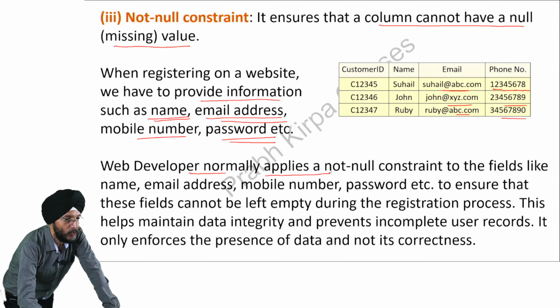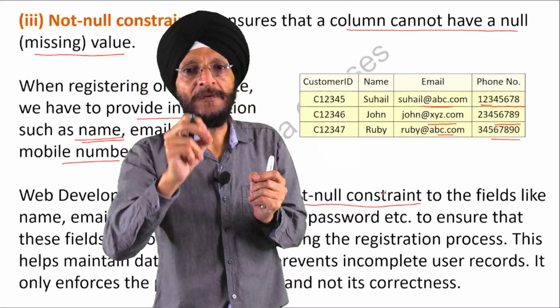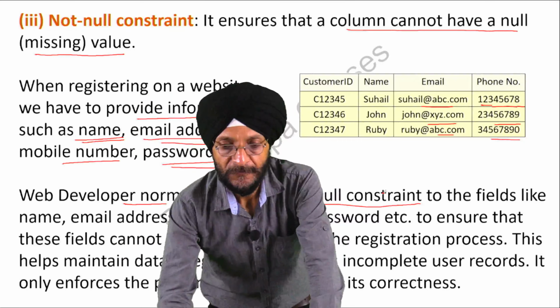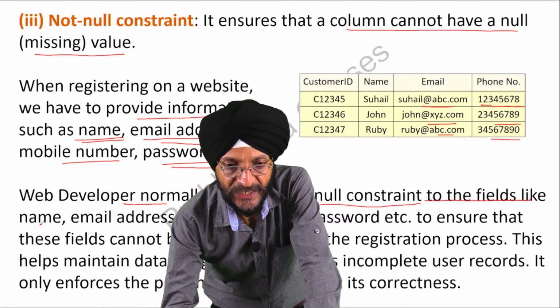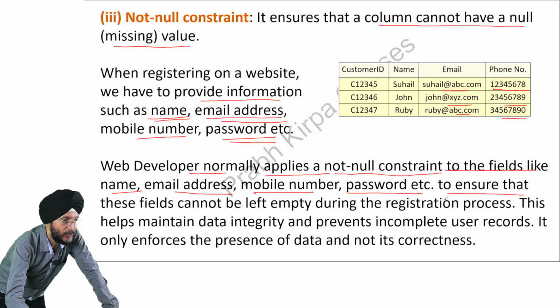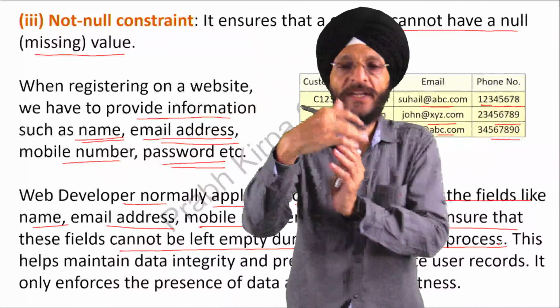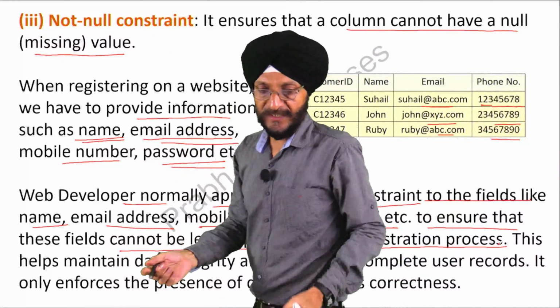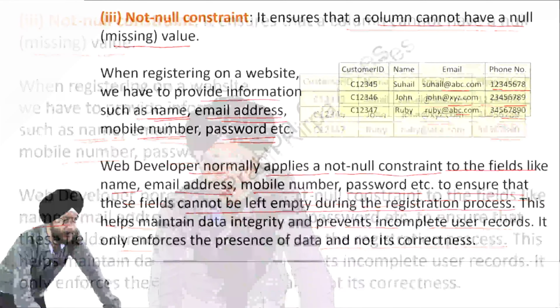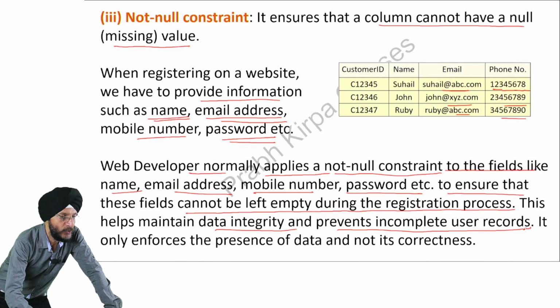Web developer normally applies a not null constraint. That is, the web developer will see that you surely fill these fields like name, email address, mobile number, password. That is, you must fill the same to ensure that these fields cannot be left empty during the registration process, so that the website may communicate with you at any stage if the need arises. This helps in maintaining data integrity and prevents incomplete user records.